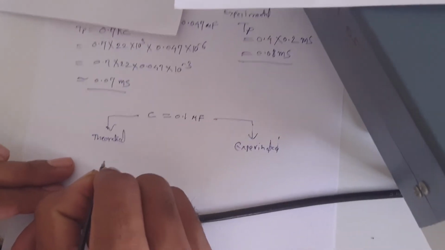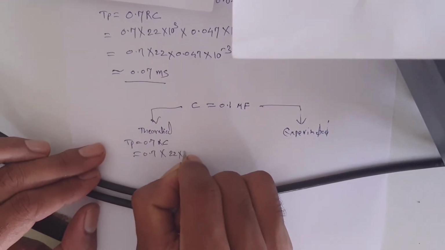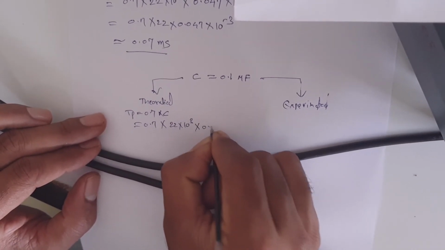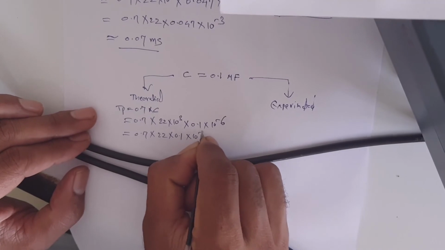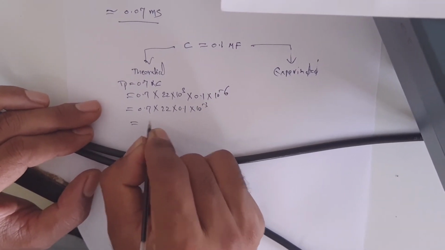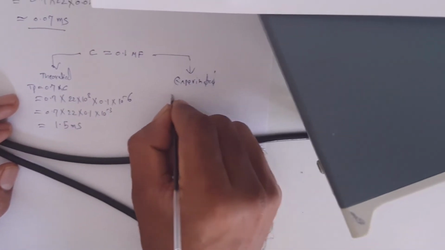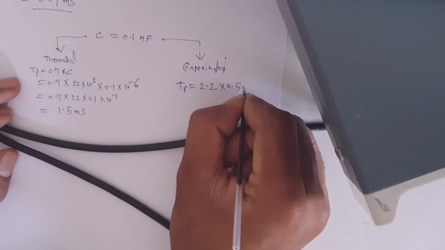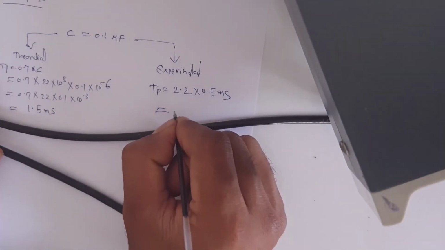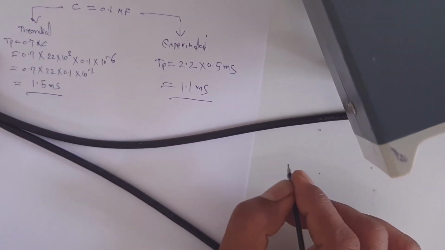Now let us calculate. Now the theoretical calculation, we know that TP equals 0.7 RC, 0.7 into R, which is our 22 kilo ohm. Now C has changed, that is 0.1 into 10 raised to minus 6. So this is 0.7 into 22 into 0.1 into 10 raised to minus 3. After calculating this, we come to know that 1.5 millisecond is our TP, and experimental one is TP equals 2.2 centimeter multiplied by time base 0.5 millisecond, and this will come out to be 1.1 millisecond. So our values are near to each other.